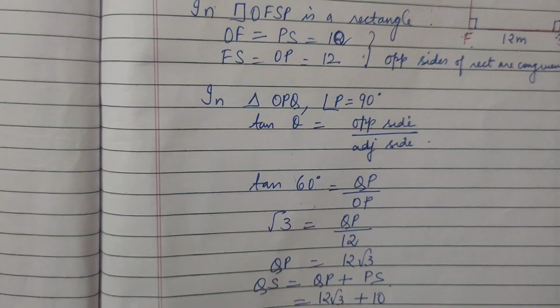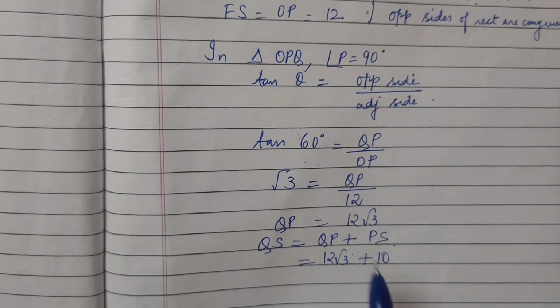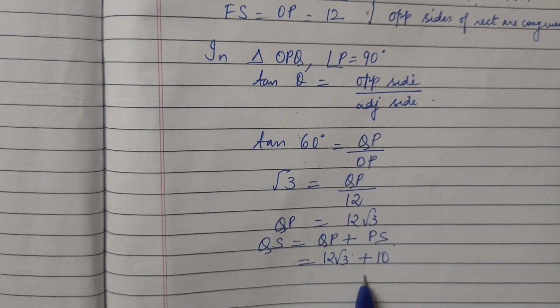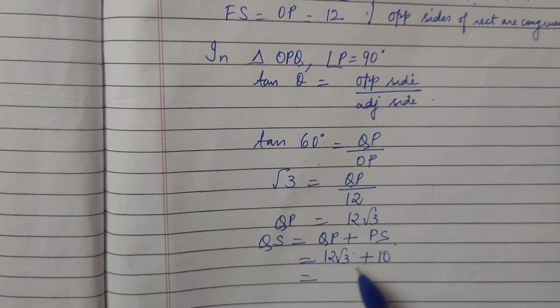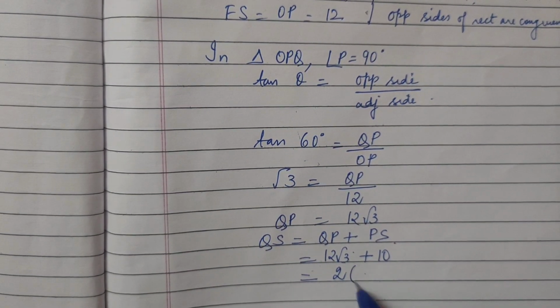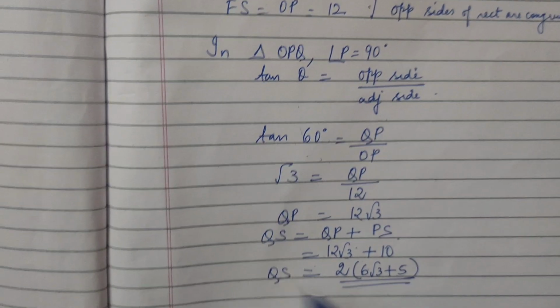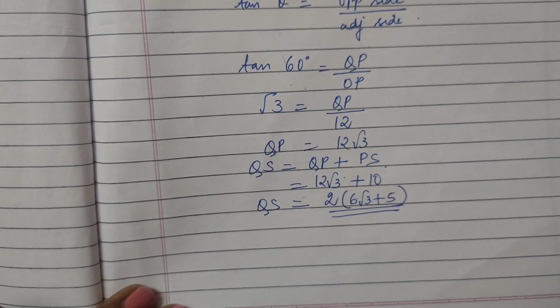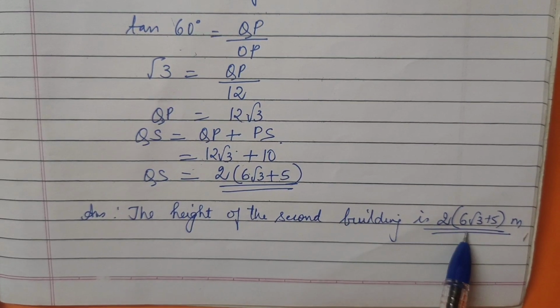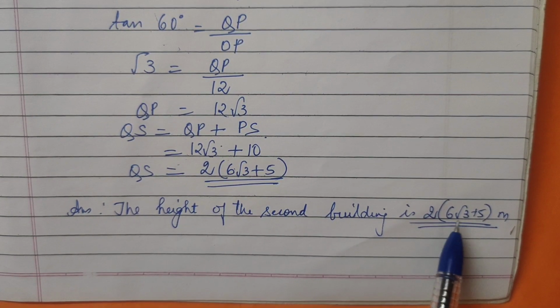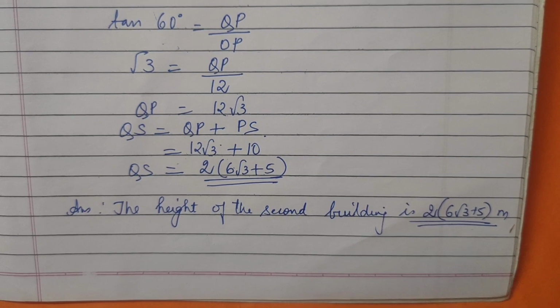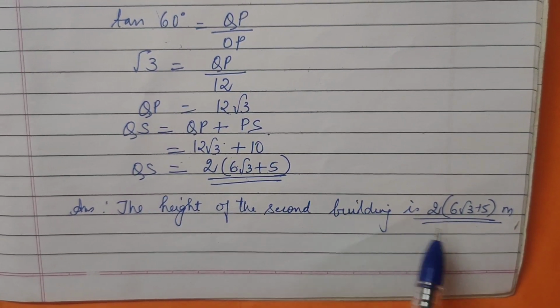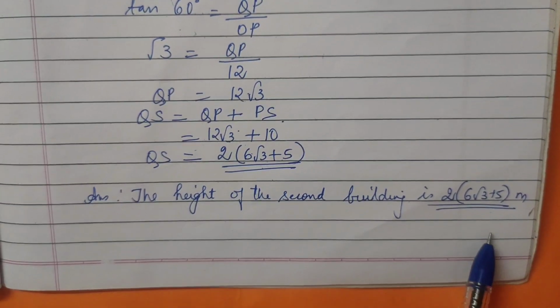If the root 3 value is given in the question, then you will substitute 1.73 for root 3. If it is not given, we can leave it as it is, but you can take 2 as a common factor here. 2 sixes are 12, that is 6 root 3, 2 fives are 10, and you can leave the answer like this. QS, that means the height of the second building, I'm writing the answer: the height of the second building is 2 multiply 6 root 3 plus 5 meter. I repeat, if the root 3 value is given in the question, you can substitute, or you can leave the answer in this form.